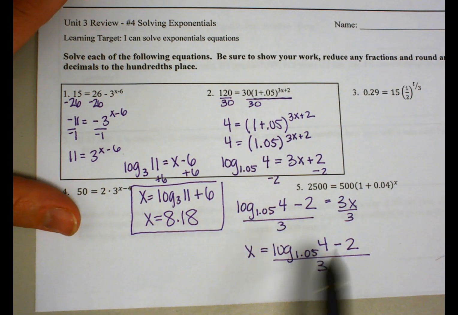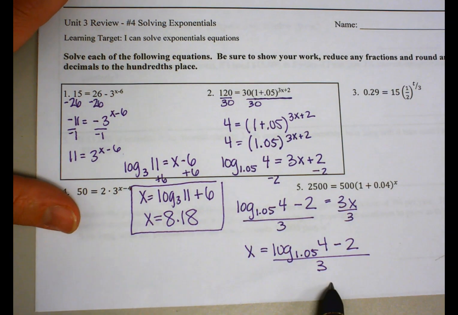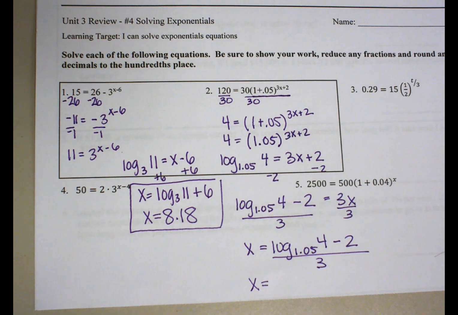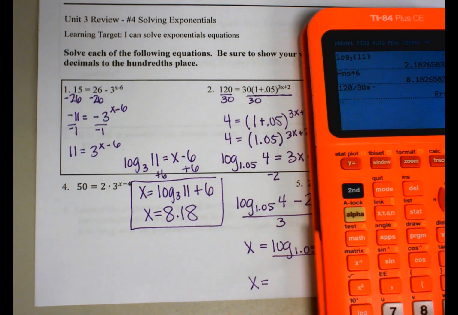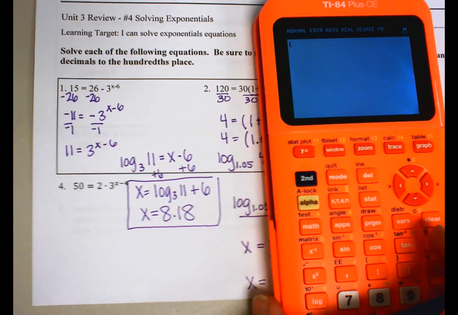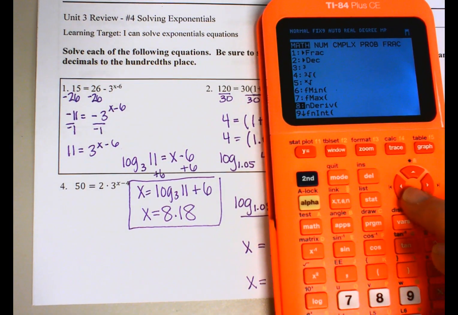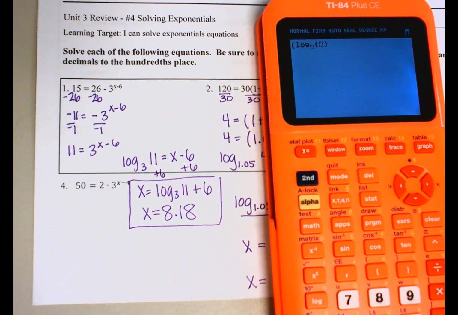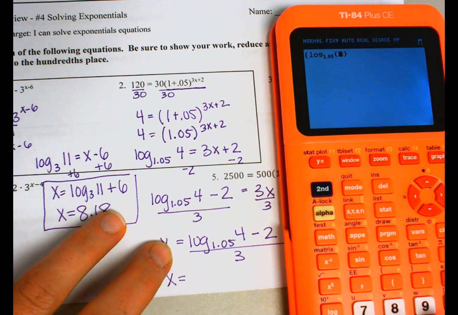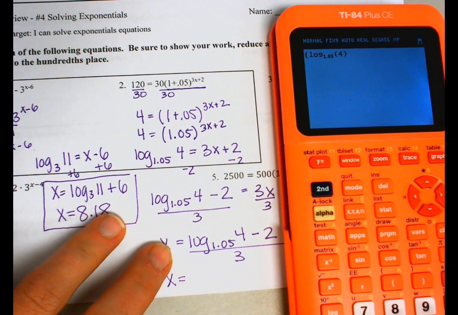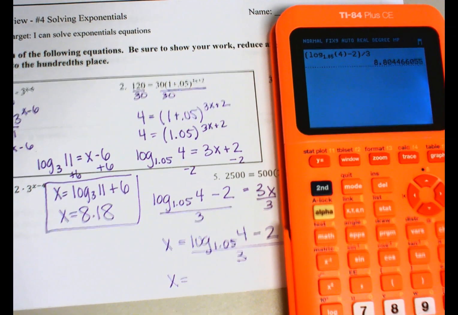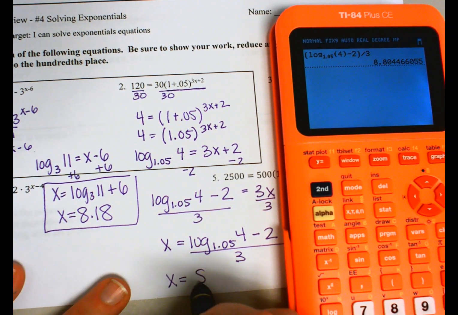So again, if you wanted to leave it in exact form, it's going to look like this. But we can always plug it into our calculator as well to get the rounded or the estimated form. So again, I'm going to put this in parentheses so I could do it all in one line. But if I hit the math button and scroll down to log base, I want log base 1.05 of 4. And then after I finish that log, I'm going to subtract 2 and then divide by 3. So then I get 8.8 as my answer.